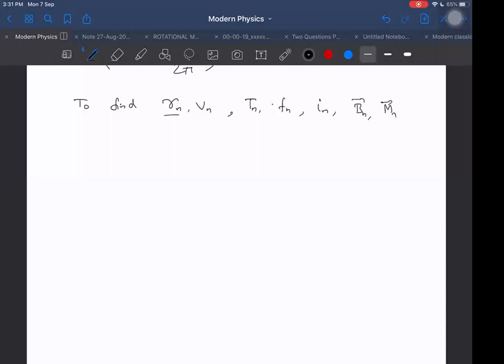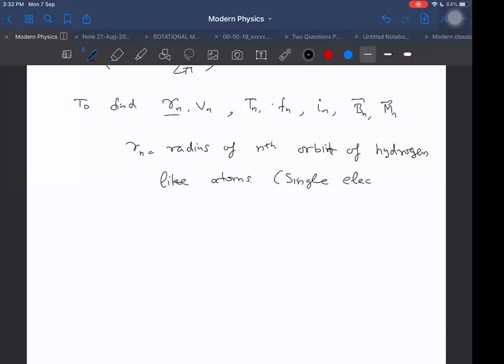What does Rn mean here? Radius of the nth orbit of hydrogen-like atoms. What does it mean by hydrogen-like atoms? H, He plus, Li 2 plus, and so on. Single-electron species, yes, single-electron species.